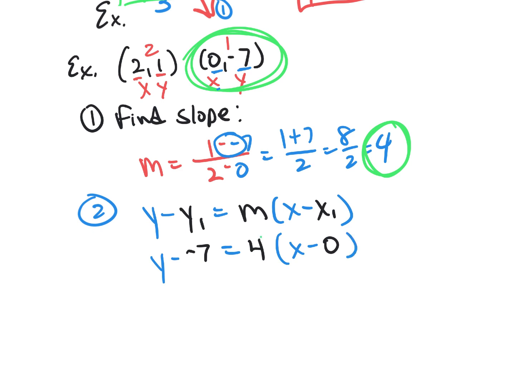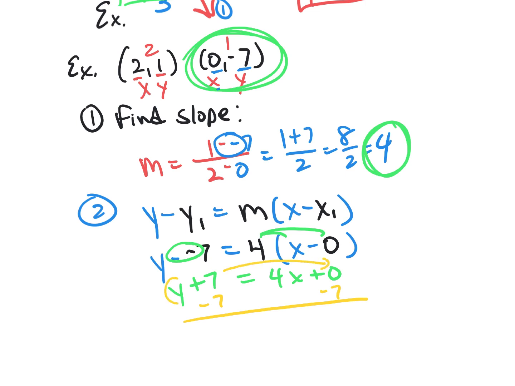We're going to distribute, so we get 4x plus 0. And then we have two negatives, so we make that a positive. Then I'm going to subtract the 7, right? I need to push this over here because I want y by itself. So we get y equals 4x minus 7.